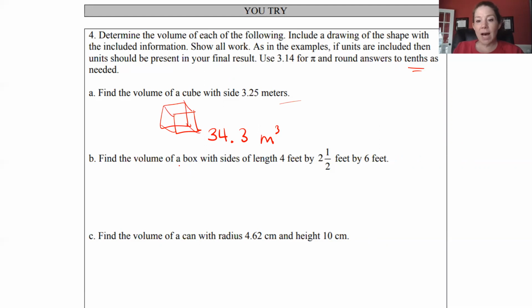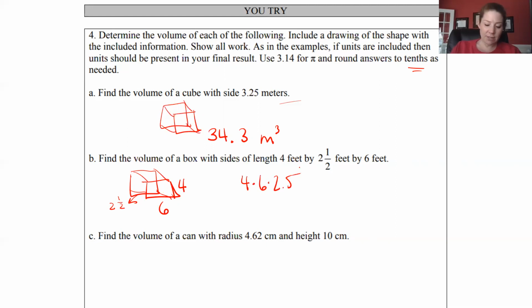Find the volume of a box with sides of length 4 feet by 2.5 feet by 6. So this time we have a rectangular prism. It's 6 by 4 by 2.5. So we're just going to multiply these numbers together. We have 4 times 6 times 2.5. So that would be 60 feet squared, or cubed, excuse me.